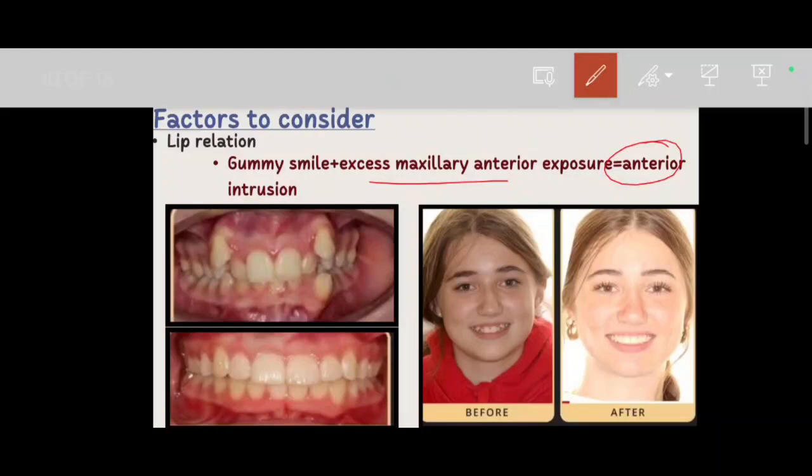So you see this is a before and after image. So the gummy smile is present. In this image the gummy smile is present, and plus this gummy smile there will also be maxillary anterior exposure. So here we do the anterior intrusion of the incisor. So the gummy smile will be reduced and there is less maxillary anterior exposure.